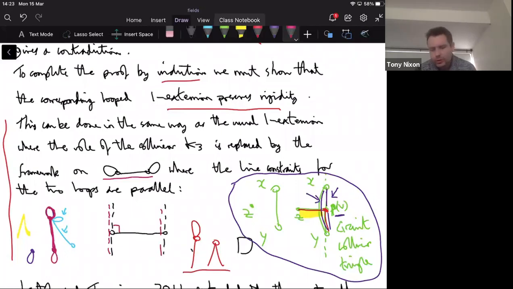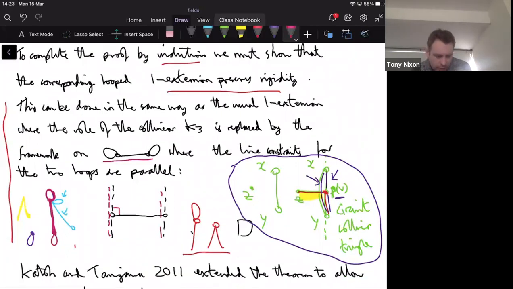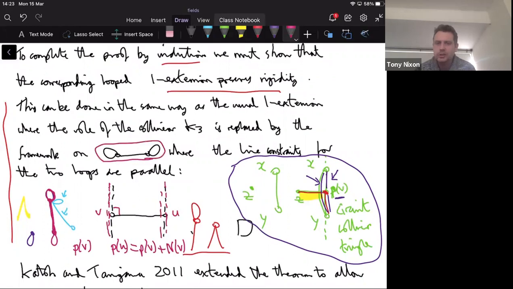If you want to write it out as a matrix, I guess what you do is you have PV and you say, so this is V and this is U. PU is PV plus the normal vector at V. So the normal vector that gives you the linear constraints, just add it on and put the same normal vector over here. And you can just see you have a little matrix with three rows for your rigidity matrix for this particular graph. And you'll see it's easily dependent. Okay, so that's the end of the proof of their theorem. Any questions on that?